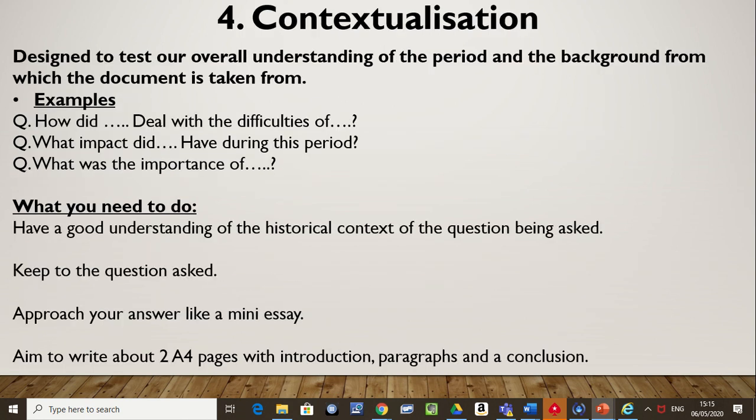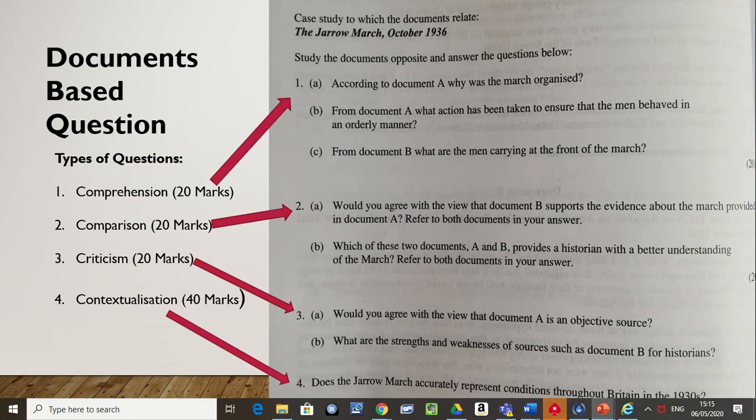All right. Now, the final section is the section that's worth 40 marks, and this is the contextualization question. And guys, this is basically your overall understanding of the context of the situation. So this is designed to test your overall understanding of the period and the background from which the document is taken. For example, if we go back to our very beginning, let's look at the very bottom there. Question 4: does the Jarrow March accurately represent conditions throughout Britain in the 1930s?